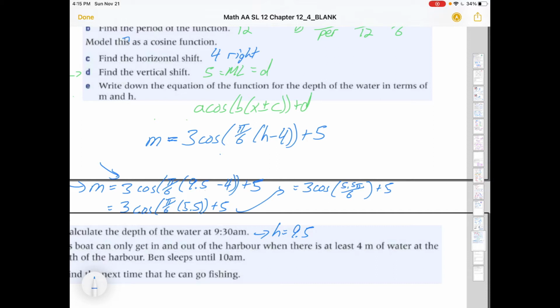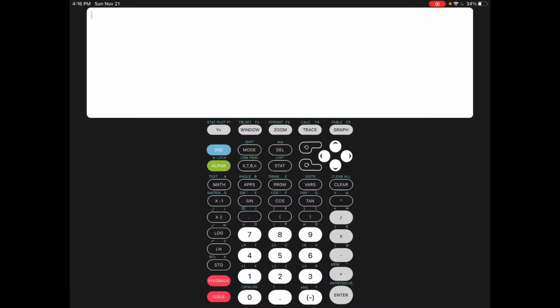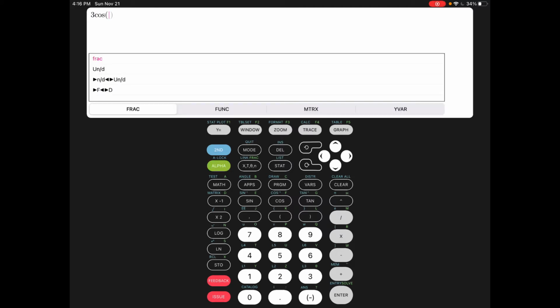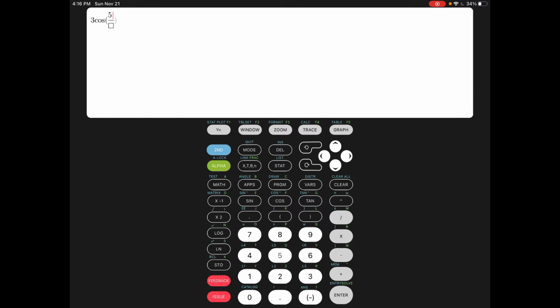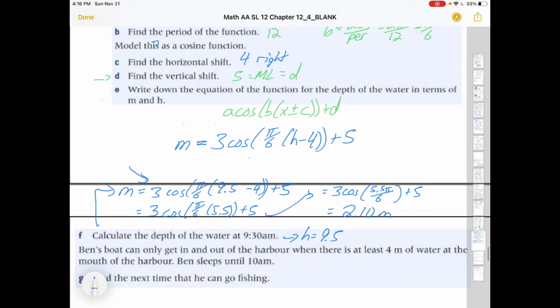Now, 5.5 pi is not a good final answer, but it's fine for getting your way to the final answer. Let's head to the GDC. I'll check that I'm in radian mode. Yep, looks good. And so I'm going to type in 3 cos, get my nice fraction by pressing alpha y equals, 5.5 pi over 6, and then plus 5. I'll just hit enter. It tells me 2.10, and I go write it down. So that is the answer to part F, 2.10 meters.